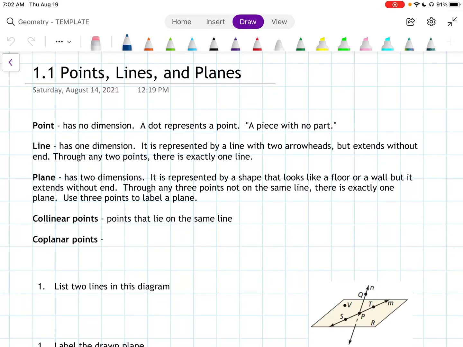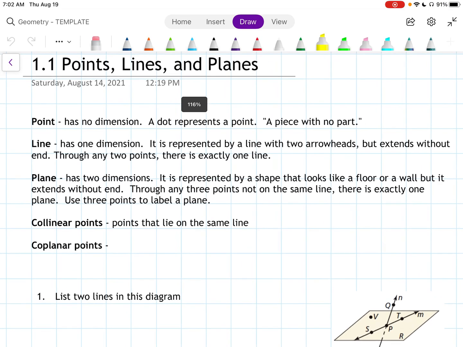Alrighty, Geometry Chapter 1, Section 1. We're talking about points, lines, and planes. Now, I'm just going to read through these definitions. If you need to copy these down, go ahead and pause the video and you can do that now.